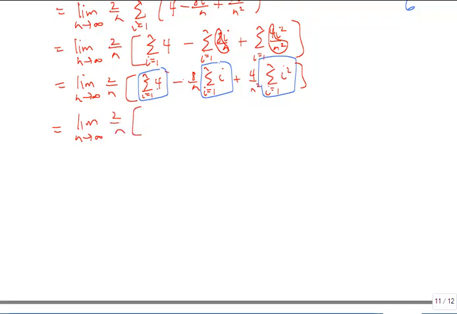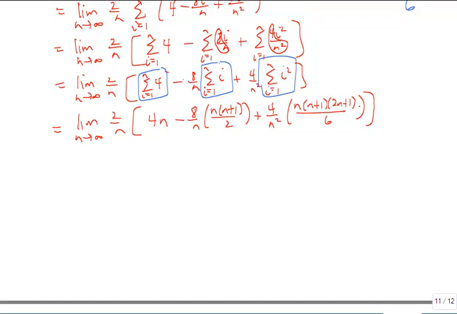So the sum of a constant times n, here my constant is 4, so this will be 4 times n, minus 8 over n times the sum of i, which is n times n plus 1 over 2, plus the sum of i squared, which is n times n plus 1 times 2n plus 1 all over 6. Now you should no longer have any more summation symbols because we've used the appropriate formula to get rid of them.